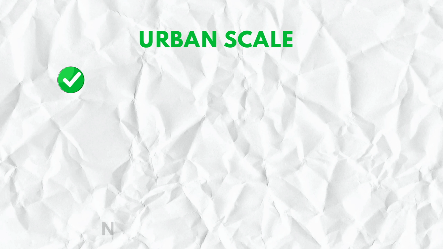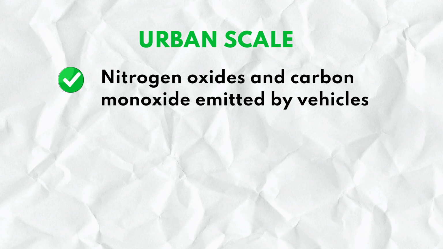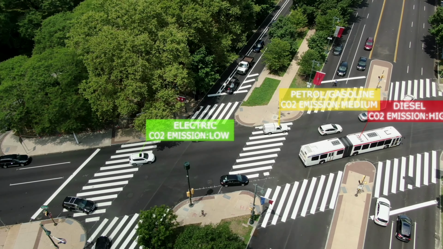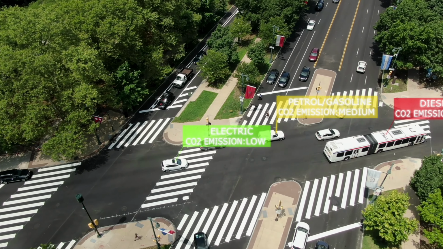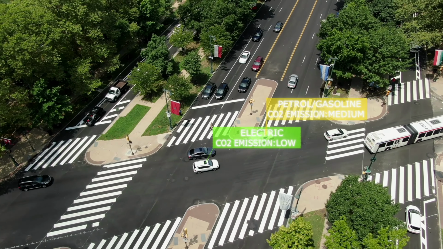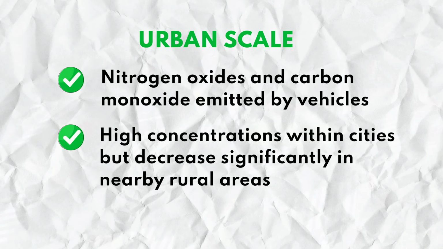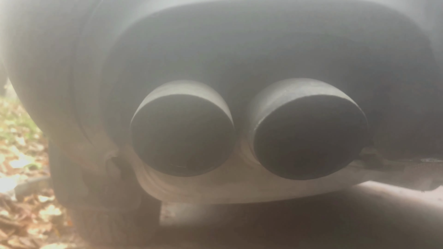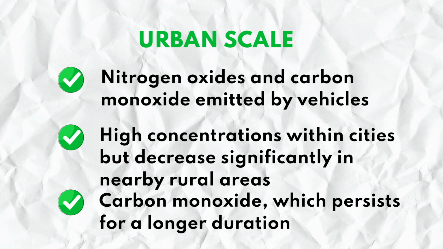Urban scale. Pollutants originating from urban sources like nitrogen oxide and carbon monoxide emitted by vehicles are usually found in high concentration within cities but decrease significantly in nearby rural areas. These pollutants have relatively short atmospheric lifetimes, typically lasting only a few hours. As a result, their concentrations in the distant background atmosphere are usually very low, except for carbon monoxide, which persists for a longer duration.